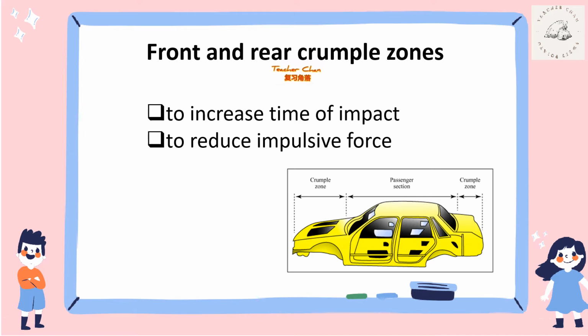The first one is the front and rear crumple zone. Normally, the crumple zone is very important because it can increase the time of impact when an accident occurs. When the time of impact increases, it will help to reduce the impulsive force so that the passenger and driver will not experience serious injury.